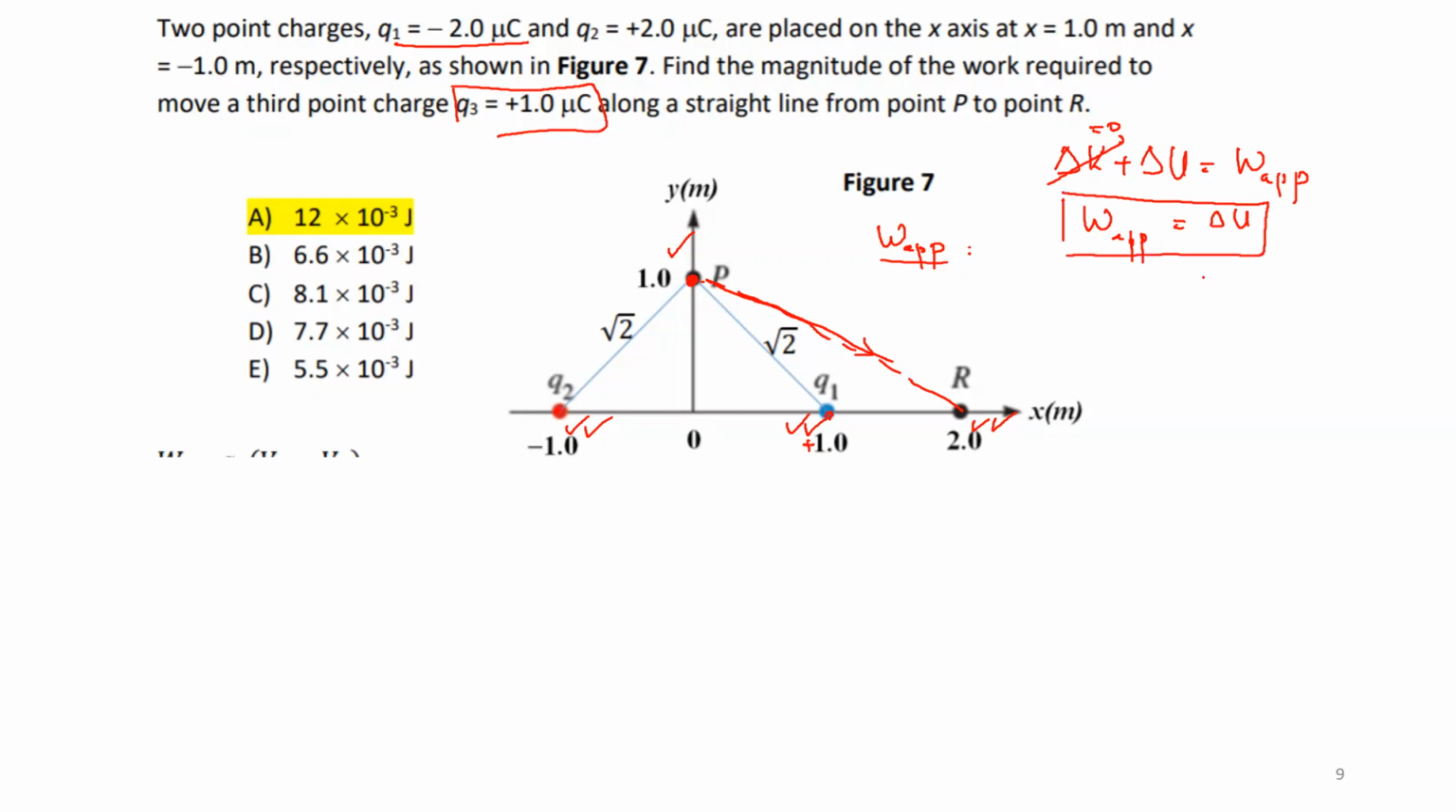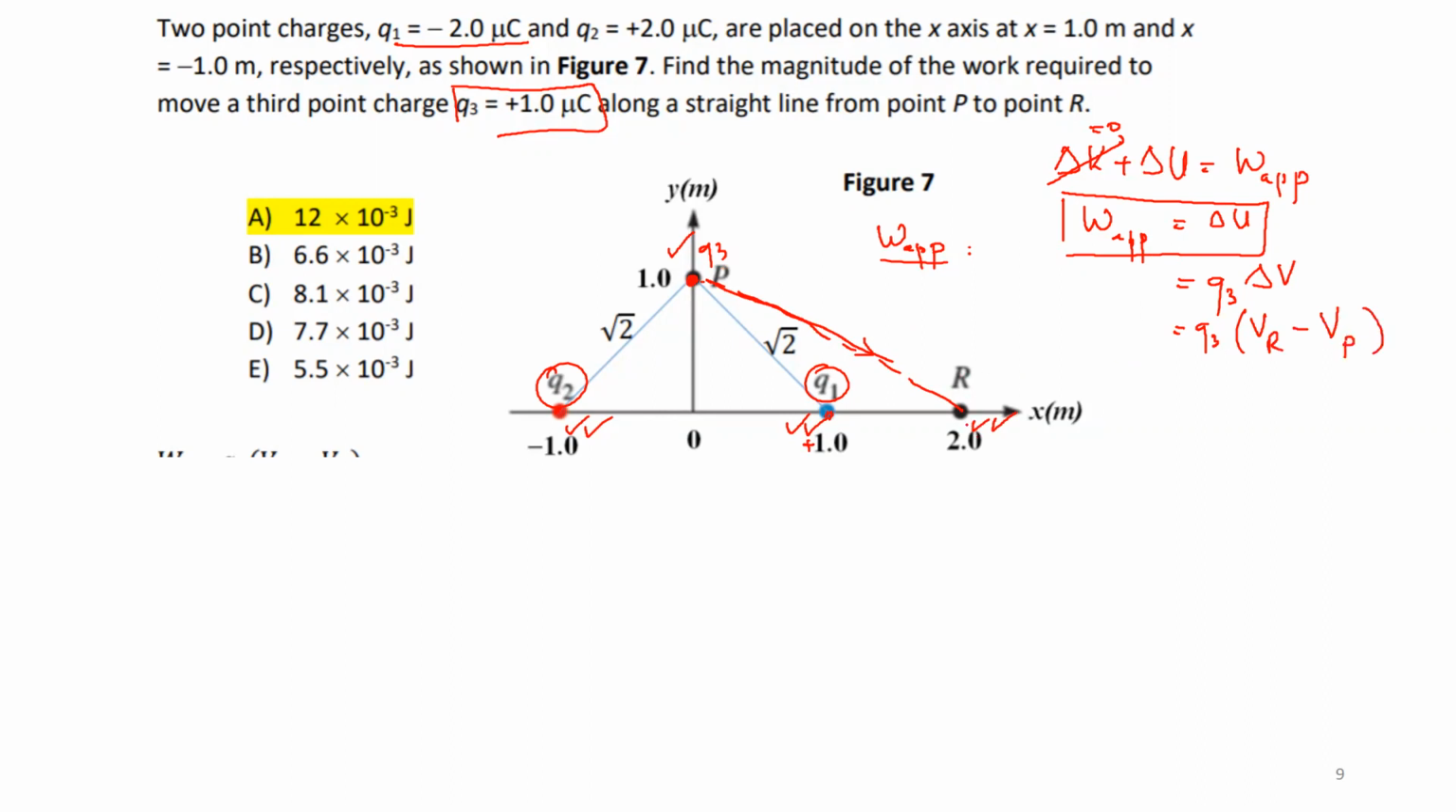Here, the first way is very simple. It is to say that I'm moving charge number 3. So Q3 is here, Q1 is here, and Q2 is here. So I'm moving Q3. So basically, the work applied will be just Q3 multiplied by delta V. Now delta V will be what? This will give me Q3 multiplied by V final, which is VR, minus V initial, which is VP. You see my point?